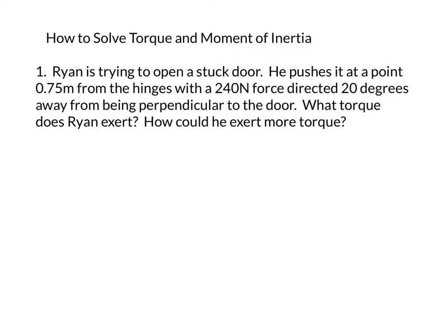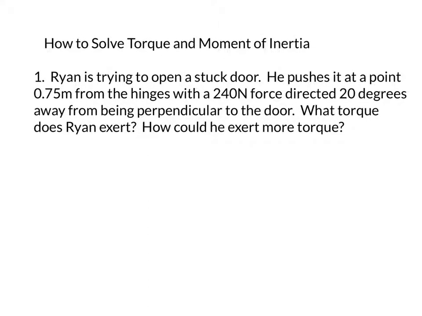So let's draw this. We have the door hinged on the left side, and he pushes at a 20-degree angle away from being perpendicular. So I'm going to draw a little perpendicular dashed line. That's perpendicular. He's 20 degrees away from that, so be careful that you label this properly. If you label it away from the door, that's from the parallel to the door. All right, 20 degrees that way.